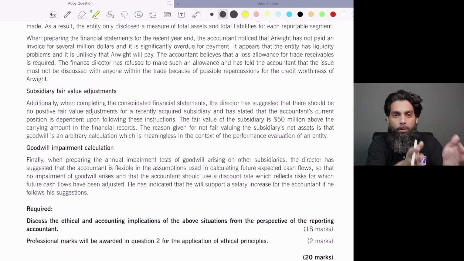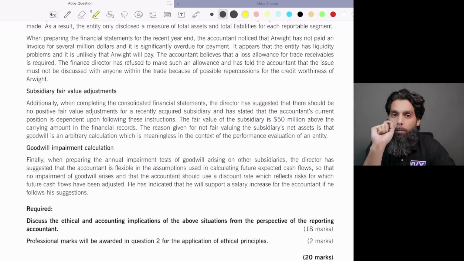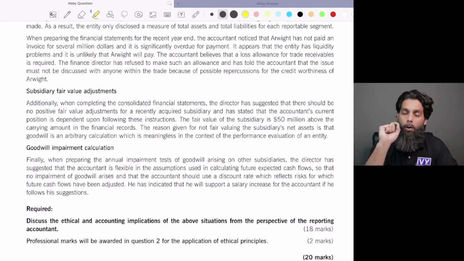There you get a certain amount of marks whereby you only discuss accounting implications, and from those accounting implications and with reference to the scenario provided by the examiner, you discuss what the ethical implications are in that particular scenario. More commonly, you will always get 2 professional marks on your exam in this ethics question.